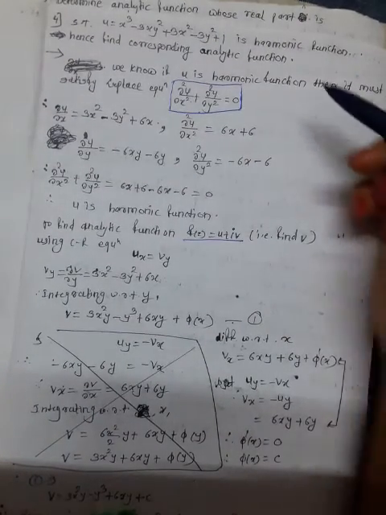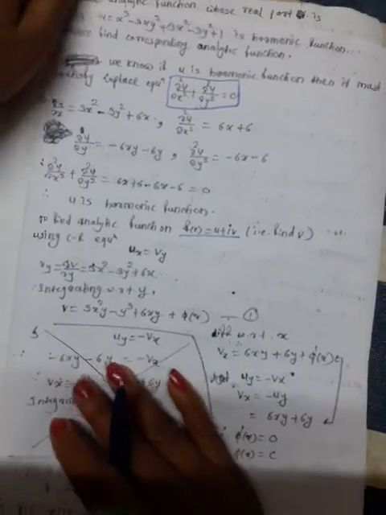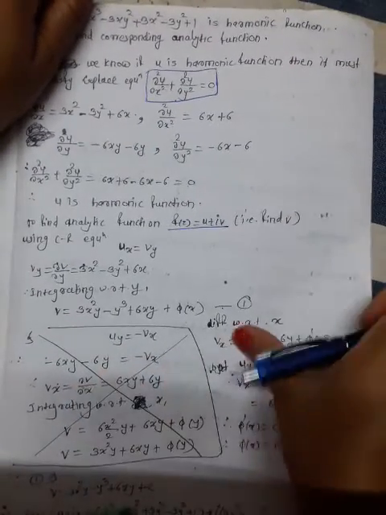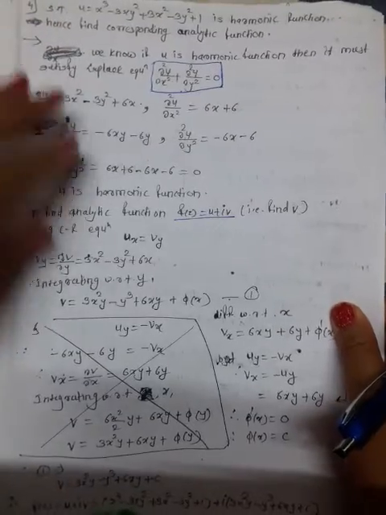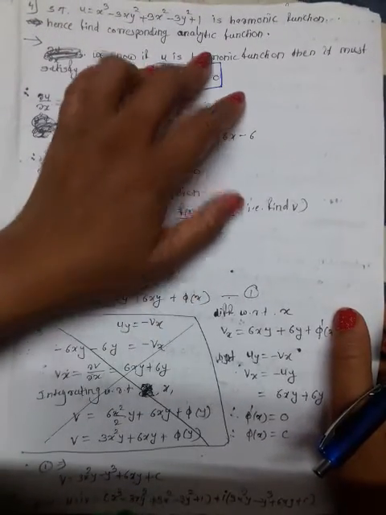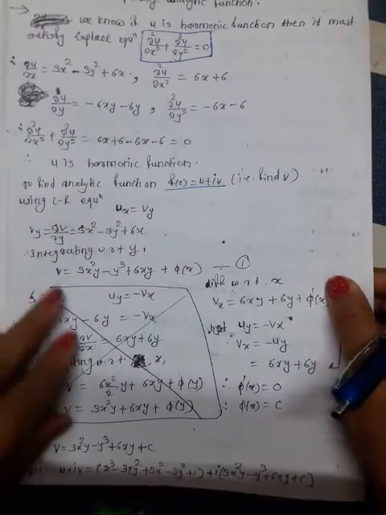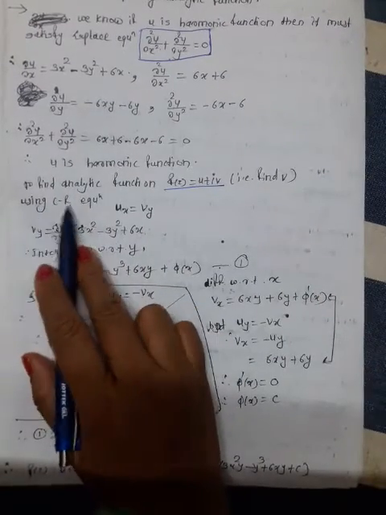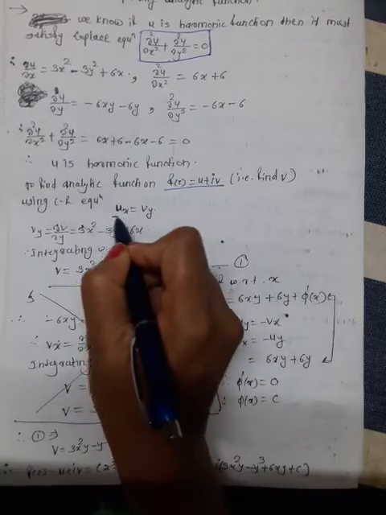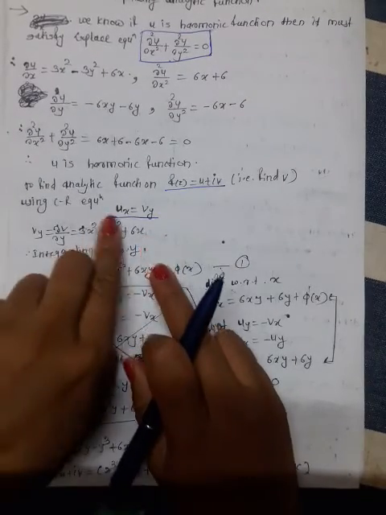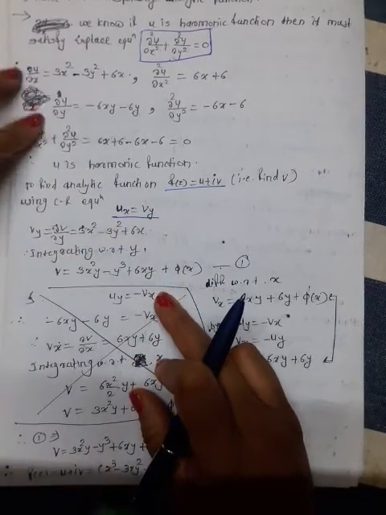Because f(z) is already given as an analytic function, u and v must satisfy the CR equations. Let us see how to find it. First, using the CR equations, the first equation is ux equal to vy. Already we have calculated those two derivatives.